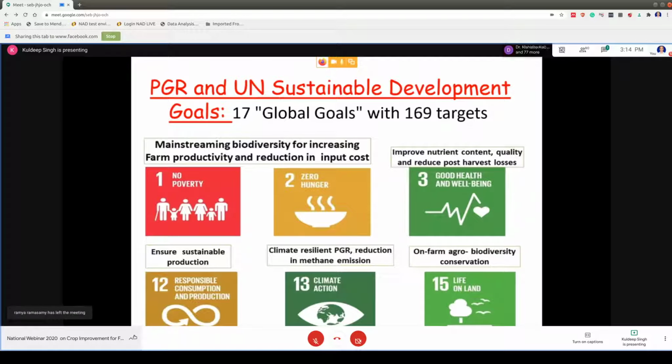See, SDG 1 and SDG 2, that's poverty and zero hunger, cannot be eliminated without good agriculture. And good agriculture cannot be there without good varieties. And good varieties will not come without good genetic resources. So that's how we have connected ourselves to the Sustainable Development Goals. Six of them, be it good health, be it climate resilience, be it ensuring production, or on-farm biodiversity conservation, all these are related to plant genetic resources.